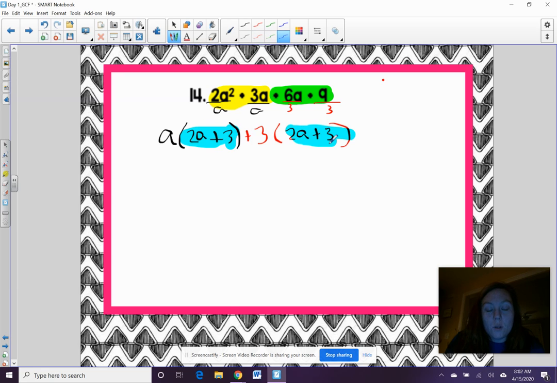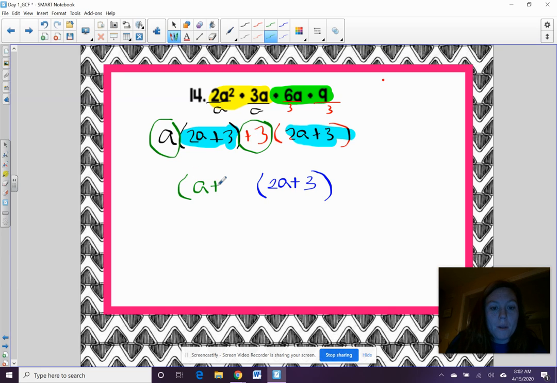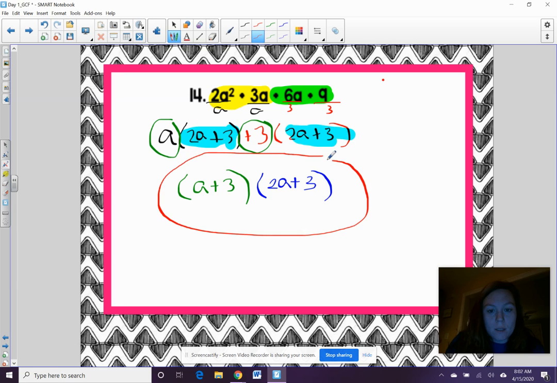So, since I have twins, I'm going to just rewrite it one time. And then I'm going to take this a and this 3 and write them together. a plus 3. And that is my final answer.